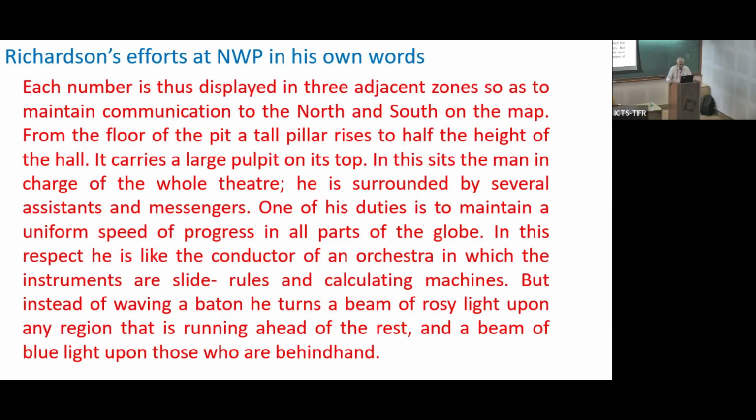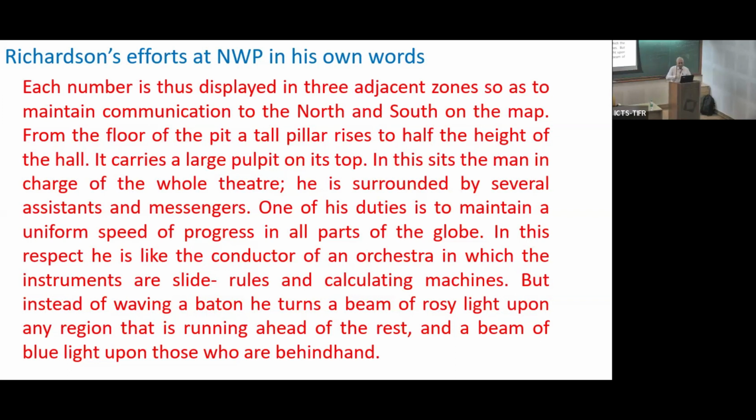From the floor of the pit, a tall pillar rises to half the height of the hall. It carries a large pulpit on its top. In this sits a man who is in charge of the whole theater. So he is the chief forecaster. One of his duties is to maintain a uniform speed of progress in all parts of the world. So he should ensure that whatever forecasting or updating the state of the atmosphere in future has to be done in the same time by all the so-called computers over all the regions. So no computer should be lagging, no region should be lagging behind some other region.